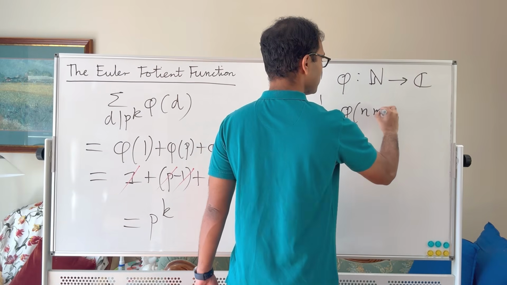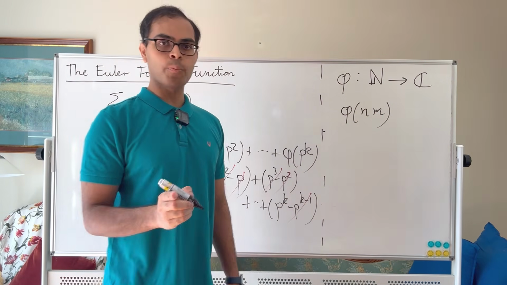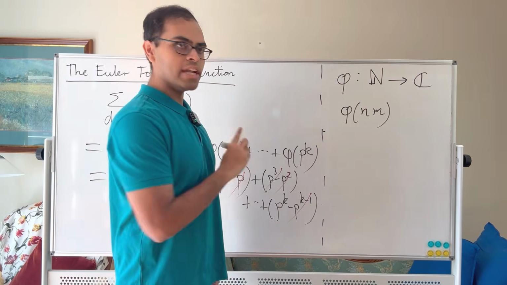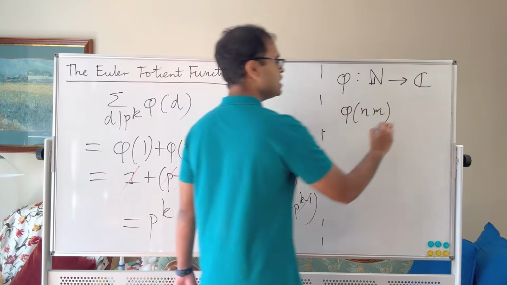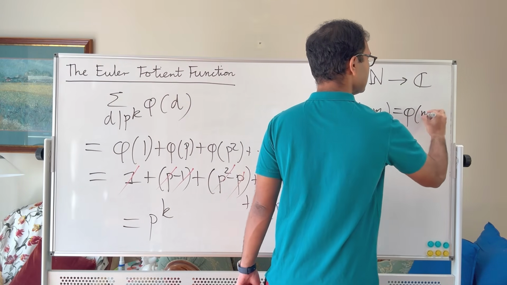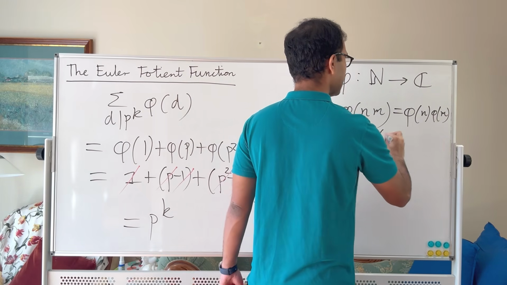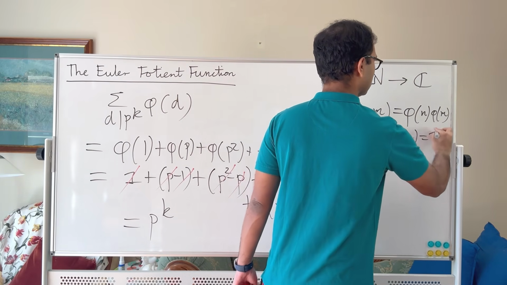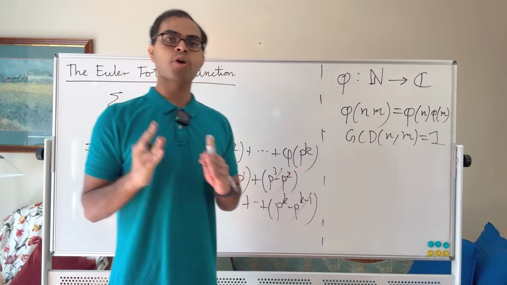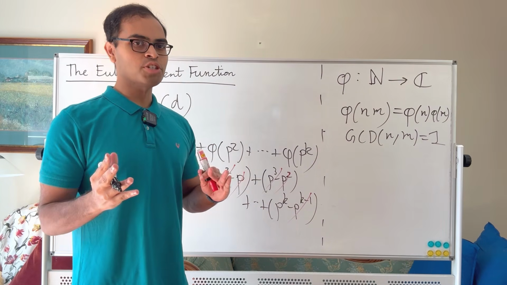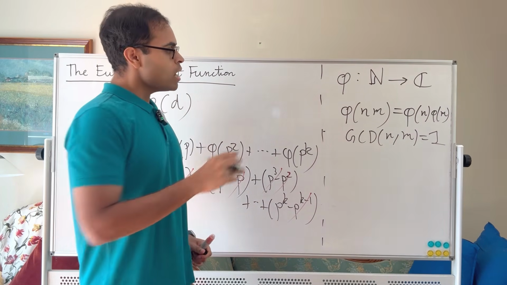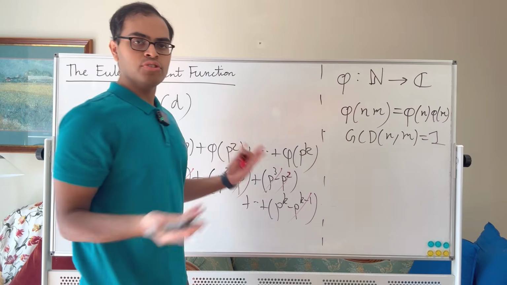It has the following property: if n and m are coprime, relatively prime, their greatest common divisor is 1, then phi splits up. So phi of nm is equal to phi of n times phi of m if the GCD of n and m is equal to 1. That's a fundamental property of phi, and I'm going to use this structural property to prove Gauss's theorem. But first of all, why is this true?